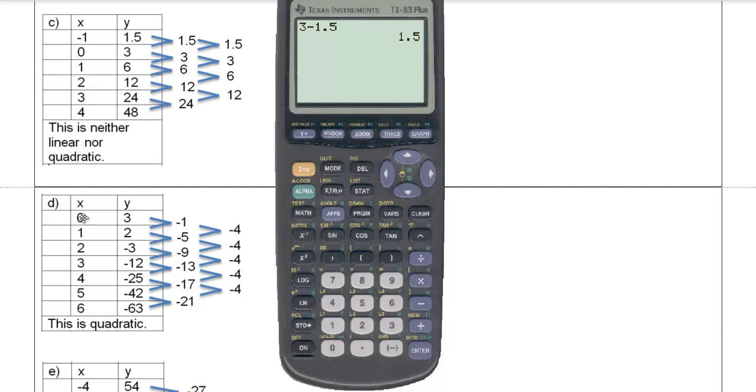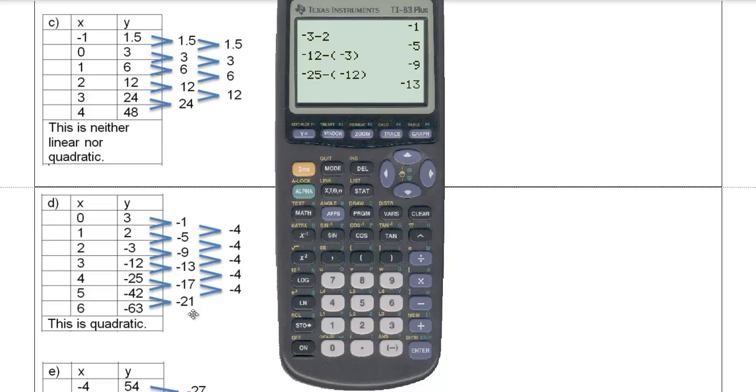For D here, again, the x values are all increasing by 1. So we would clear the calculator, 2, subtract 3. So this 2 minus this 3, the first difference is -1, and then -3 minus 2. So -3 subtract 2. That's -5, and then -12 subtract -3. That's -9. I'll do one more. The first difference is -25 minus -12, which is -13.